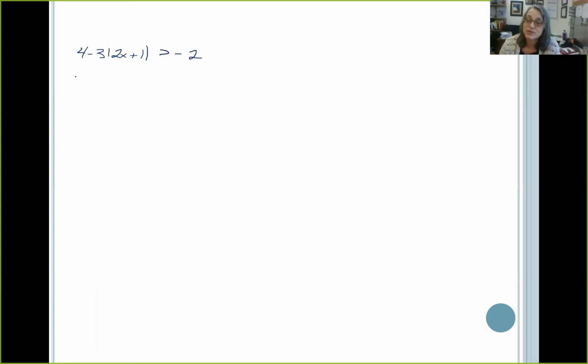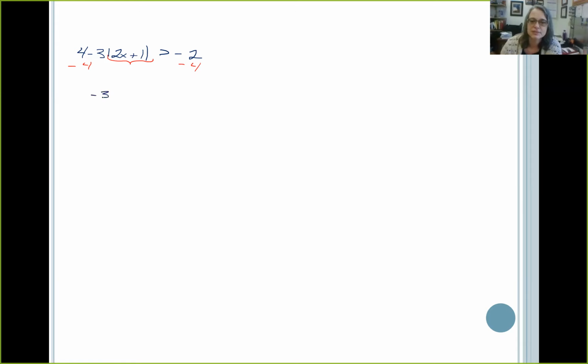Okay, before we do anything, the very first thing we need to do is isolate this absolute value. So let's start by subtracting 4 from both sides of the inequality.